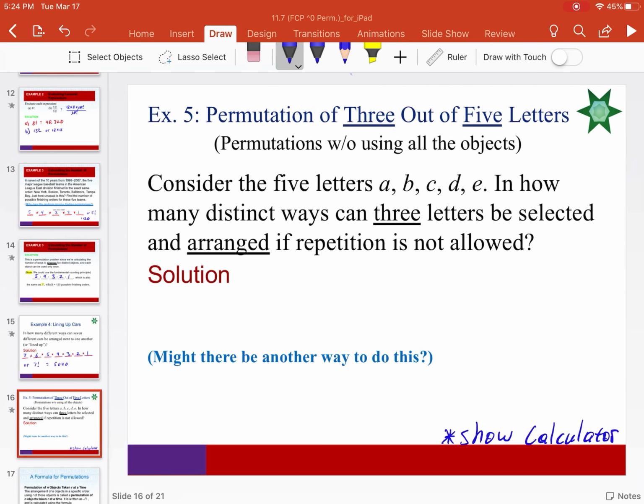Let's check this out. This is interesting because now you're not using all of the options. You're not using all the cars or all the horses, or in this case, all the letters. You're going to be arranging 3 out of the 5. Interesting. So this is definitely not like 5 factorial. That wouldn't work because that would be too many, right? Let's take a look at this. So let's just say we have these 5 letters, A, B, C, D, E. How many distinct ways can 3 letters be selected and arranged if repetition is not allowed?